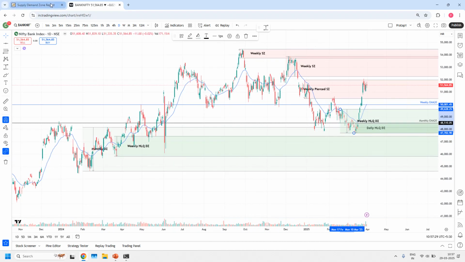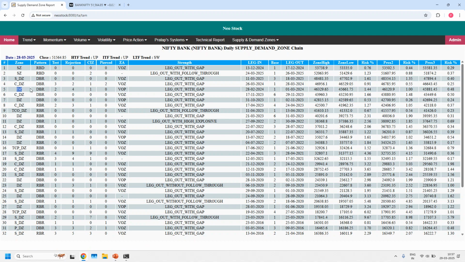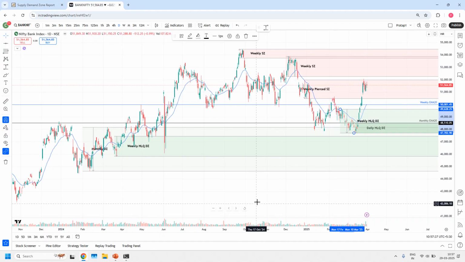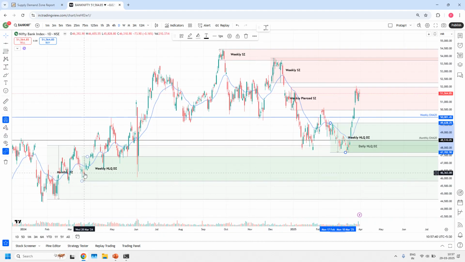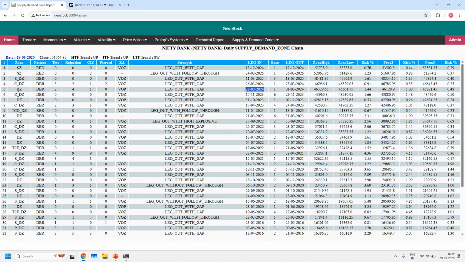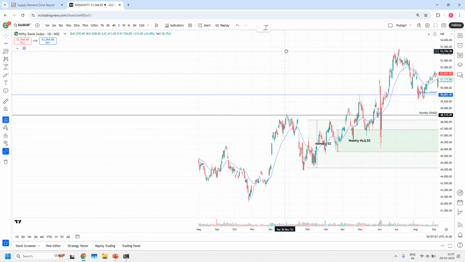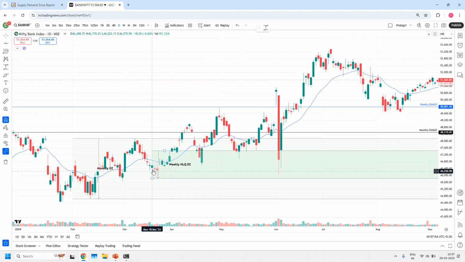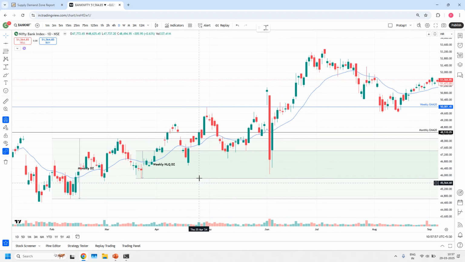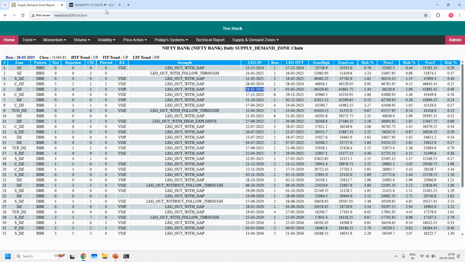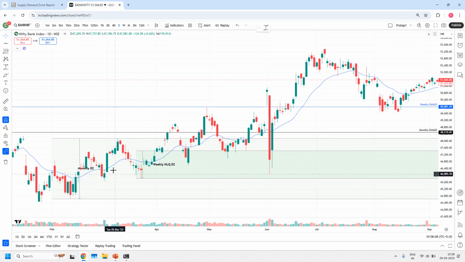But below that there could be another zone. This is 28/2/2024. February 2024, 28th February means somewhere here. Let us check. This is the one. 28th February, one base candle, drop base rally. This is the one base candle. And 1/3/24.